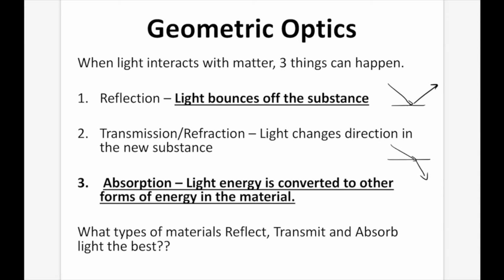And number three, absorption. Light energy is converted to another form of energy in the material. So think of light rays hitting a black shirt. The light rays hit the black shirt, and they're all absorbed into the black shirt, creating heat.